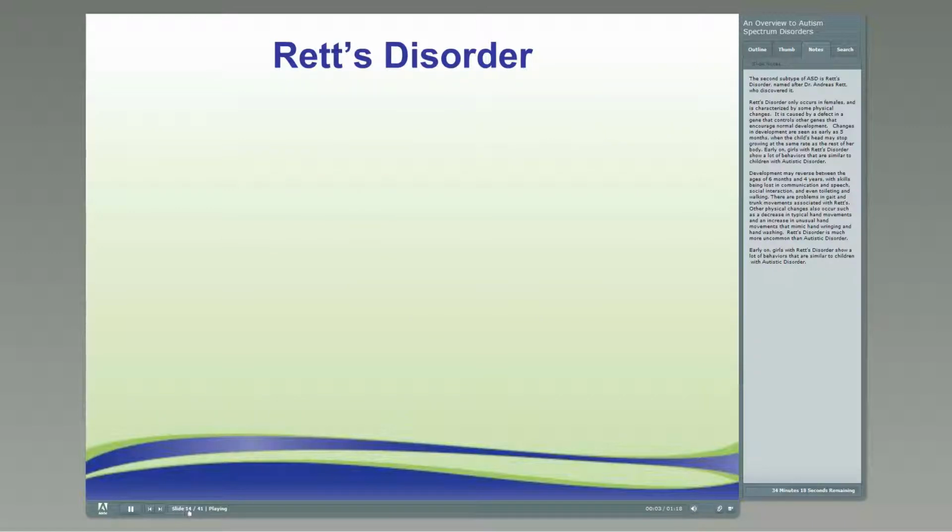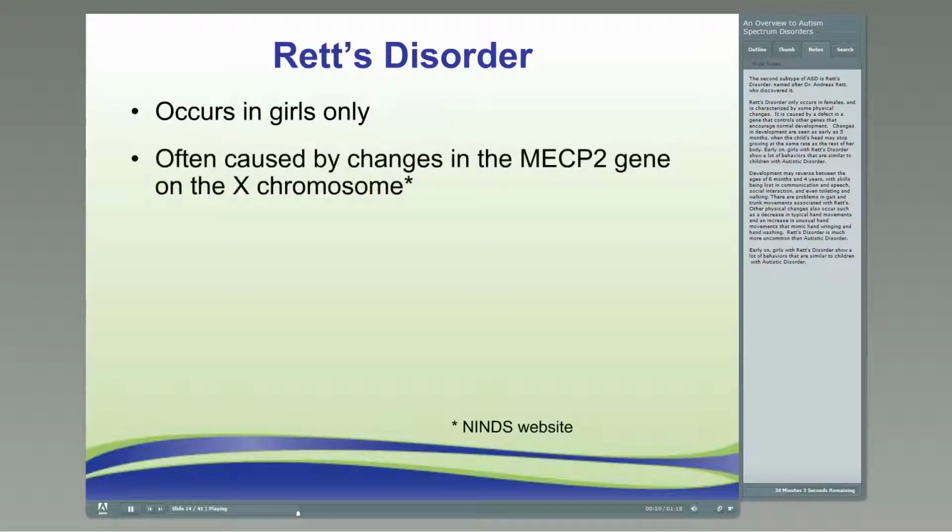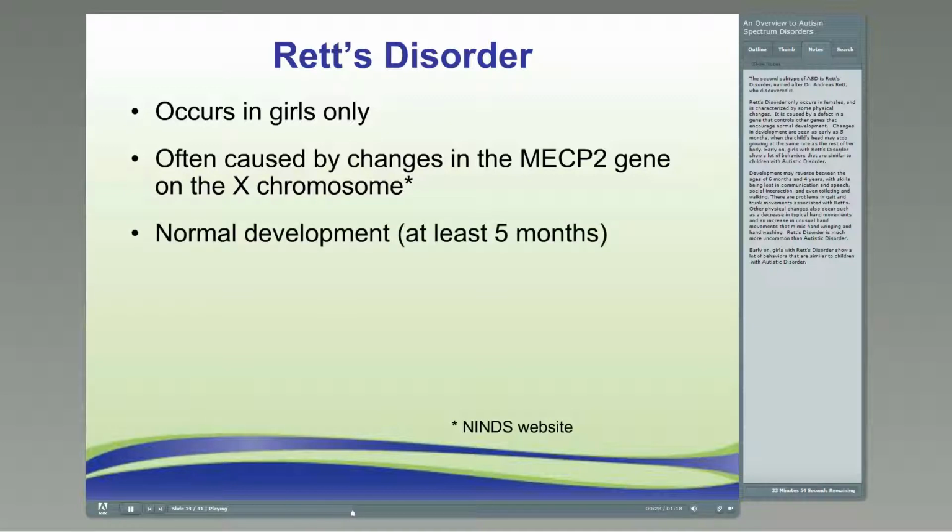The second subtype of autism spectrum disorder is Rett's disorder, named after Dr. Andreas Rett, who discovered it. Rett's disorder only occurs in females, and it is characterized by some physical changes. It is caused by a defect on a gene that controls other genes that encourage typical development. Changes in development are seen as early as 5 months, when the child's head may stop growing at the same rate as the rest of her body. Early on, girls with Rett's disorder show a lot of behaviors that are similar to children with autistic disorder.